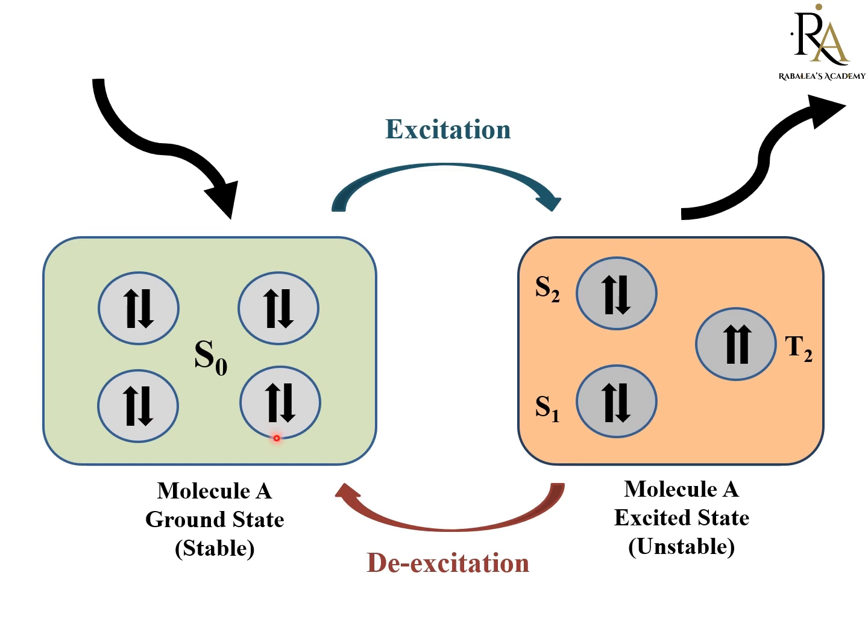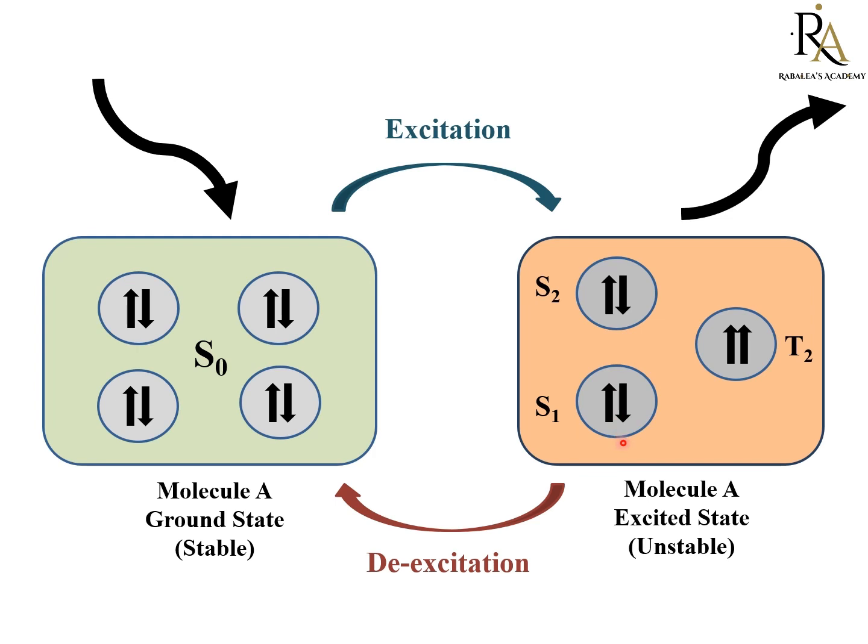Initially, when the molecule has not absorbed any kind of radiation and all the electrons are paired, or having opposite spin, then the molecule is said to be in the singlet ground state, which is a stable state denoted by S0, where S stands for singlet and 0 stands for ground. Upon absorption of energy, molecule A electronically gets excited to any of the singlet excited states S1, S2, S3, and so on, without changing its spin.